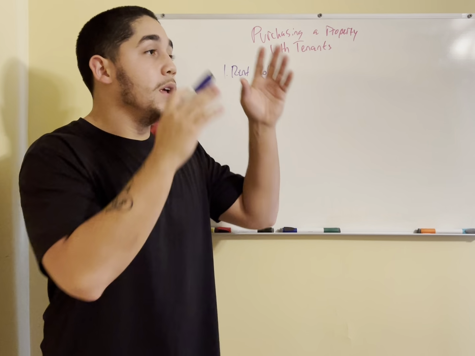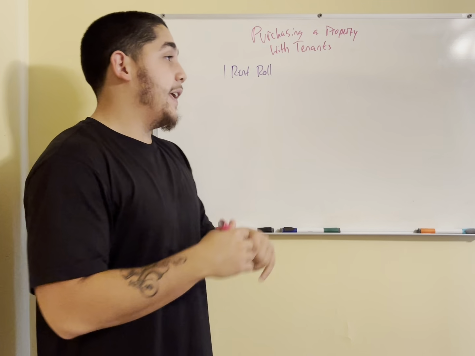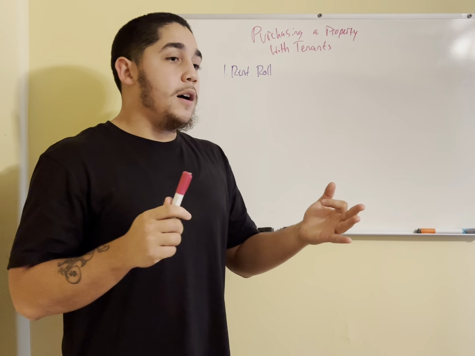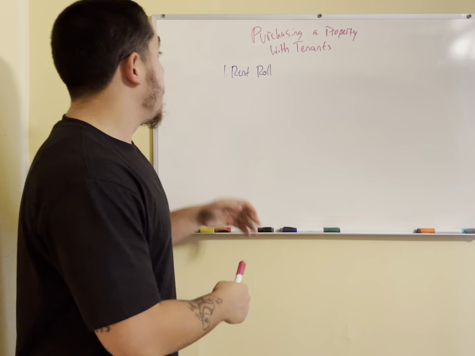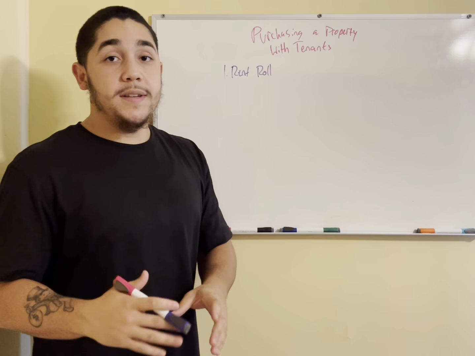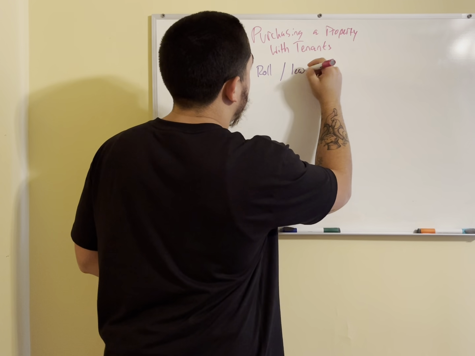If you have a 3-family, you should have 3 different rent rolls, okay? If you have a 2-family, 2 different rent rolls, and they should show the dates that the payments were made, how much payments were made, how long they've been there, all right? Along with your rent roll, guys, you're also going to request a lease for every single apartment, all right? So we put rent roll / lease, all right?